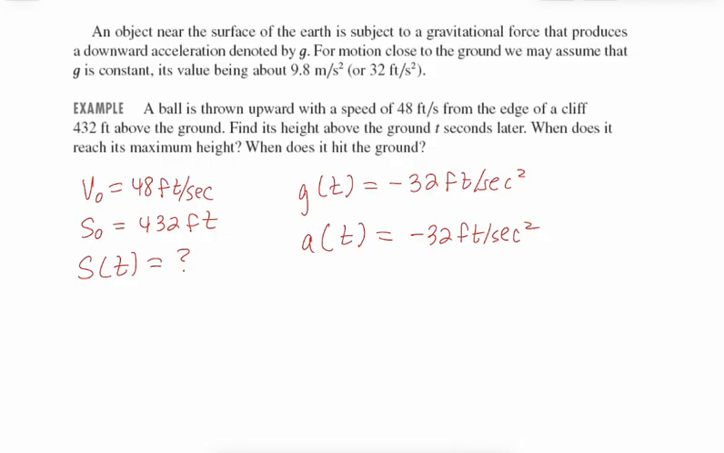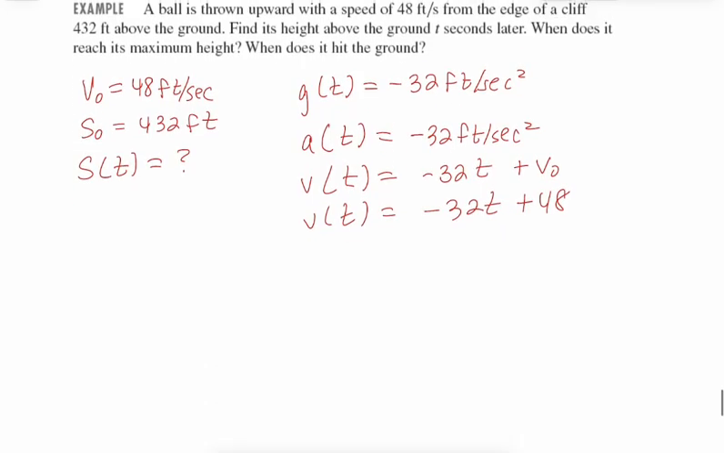Okay. So we're going to go backwards one step. We're going to find the velocity function for this particular ball that's being thrown. And then we're going to find the position function, and then we'll be able to answer the rest of the questions. So the velocity function is going to be negative 32t plus the initial velocity. That's the constant that you have to add on for these particular application problems. So our velocity function is negative 32t plus the initial velocity of 48. Okay, so that's our velocity for this particular scenario.